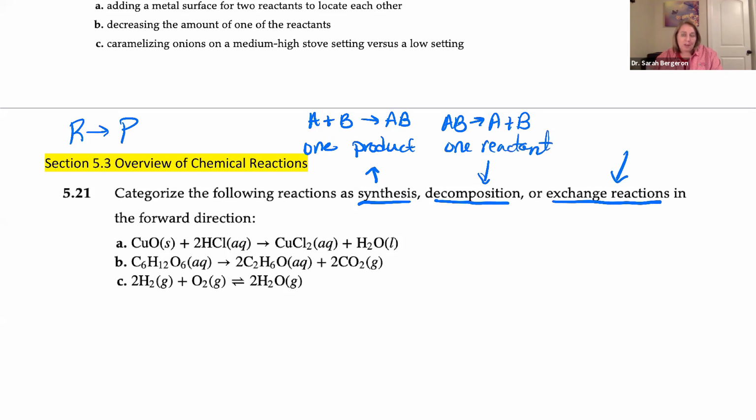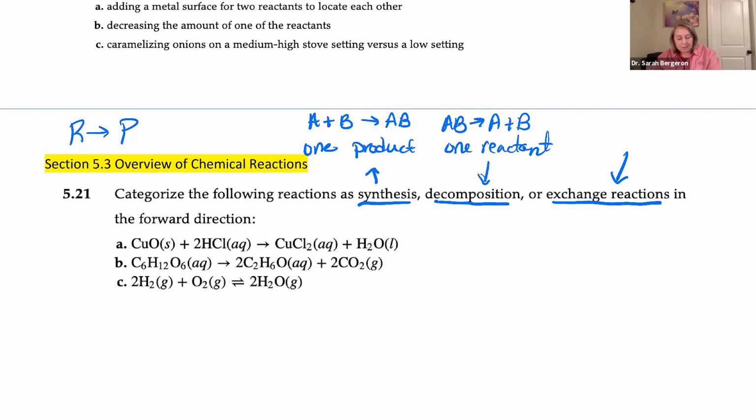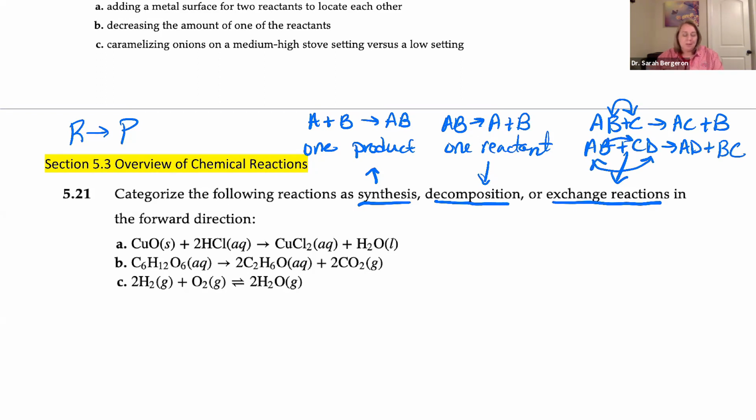Now, in an exchange reaction, you're actually going to see components flip-flop and switch who their partner is in the equation. So it could be AB plus C goes to AC plus B. That's a possibility, where our B and C swapped. Or we could go AB plus CD goes to AD plus BC. So now we have A and D hanging out, and we have B and C hanging out. So either way is possible.